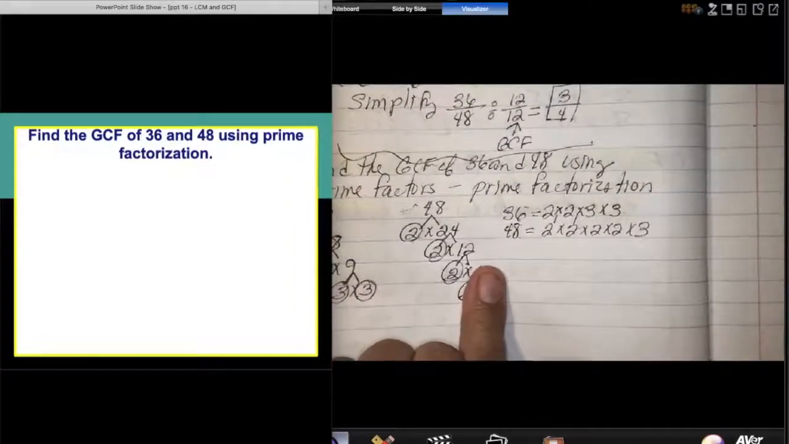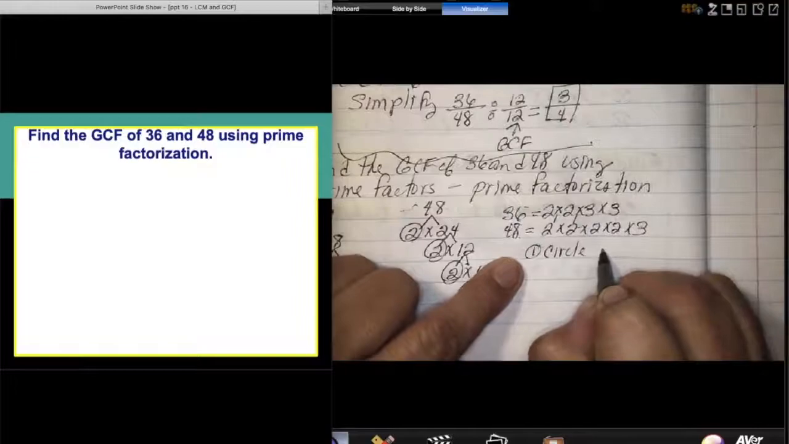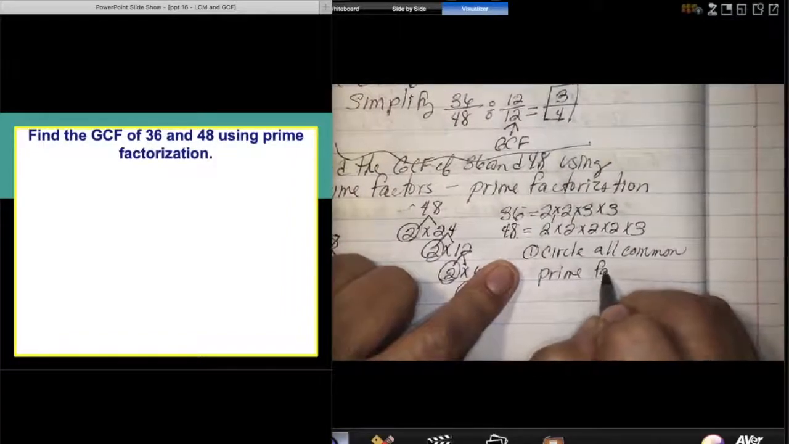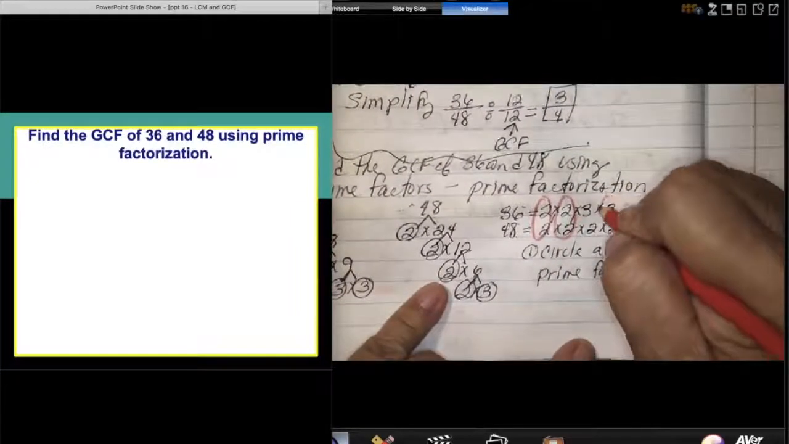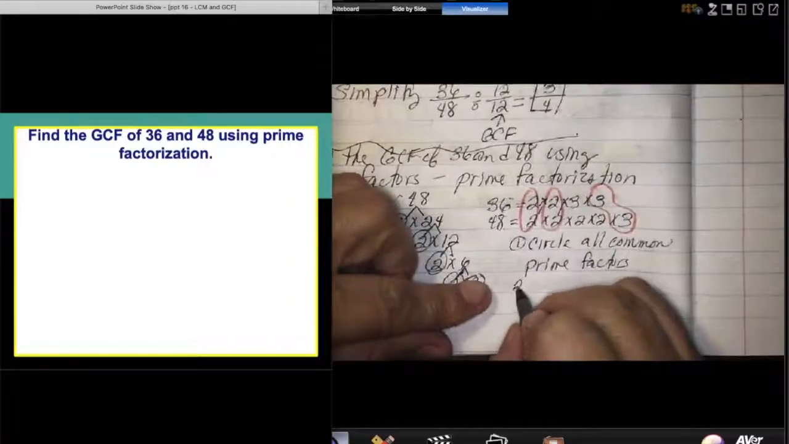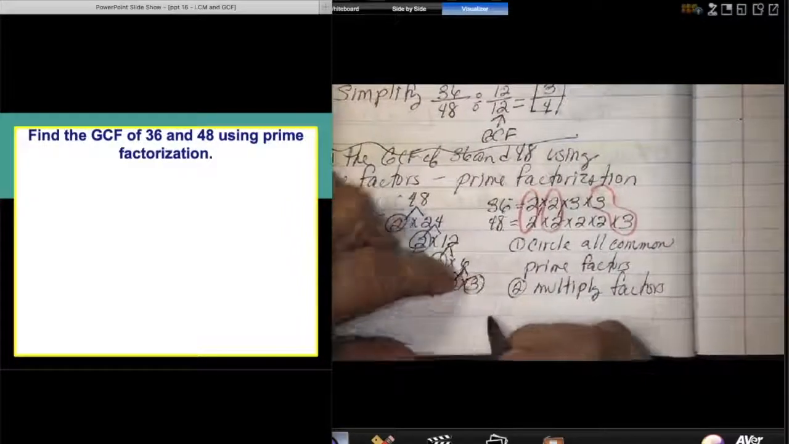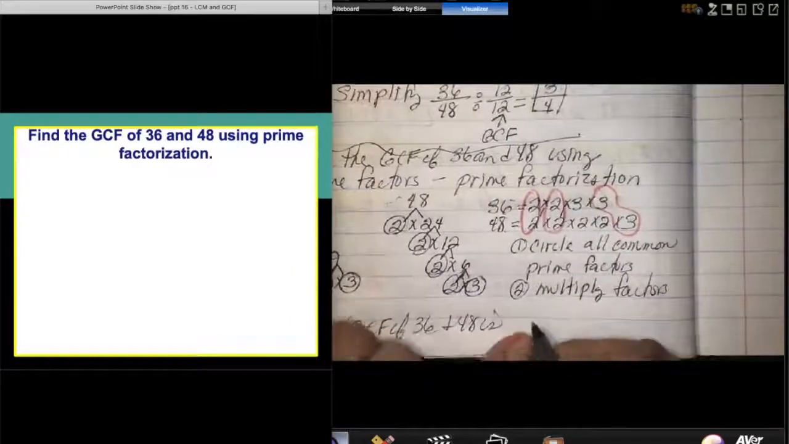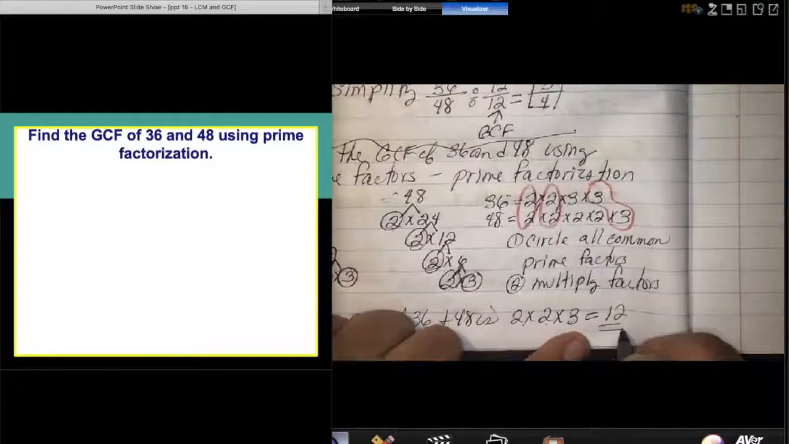Okay, so we're looking for the GCF, and what we're going to do first is circle all the common prime factors. So I notice they both have a 2, 2, and a 3. So the common factors that I circled are 2, 2, and 3. The next thing you're going to do is multiply those factors. So the GCF of 36 and 48 is 2 times 2 times 3. 2 times 2 is 4, times 3 is 12.